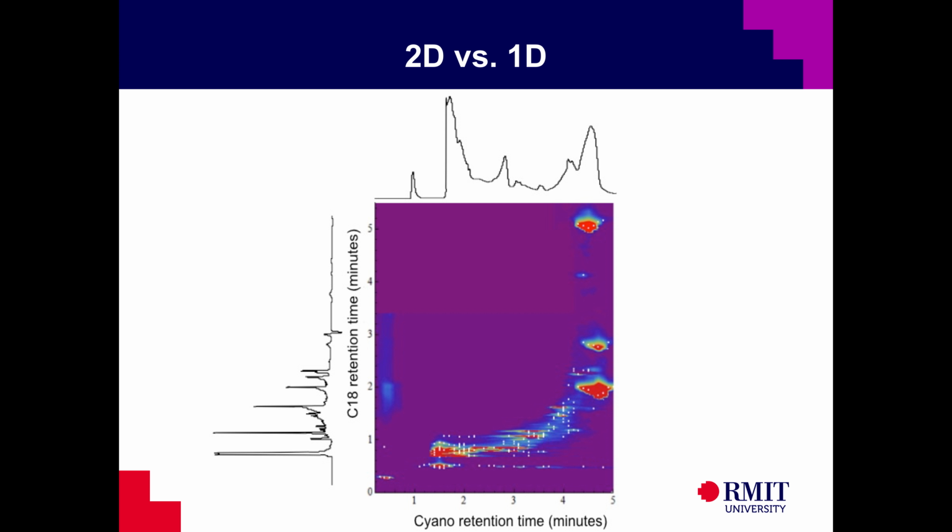And this is what the data looks like in reality. Now, obviously, 2DLC sounds great, but it's a bit more complicated. I haven't got time to go into all the details, but this just shows you what you can get. This is a mushroom extract, and each of these white dots here is a peak. So the data processing is a bit of an issue with 2DLC. But you can already see that this is the two normal chromatograms, and we've got far more peaks in the 2D setup.